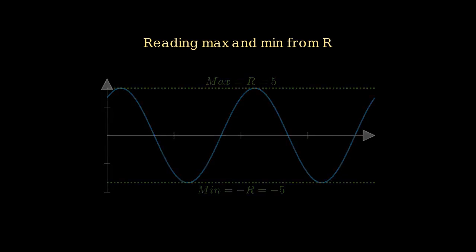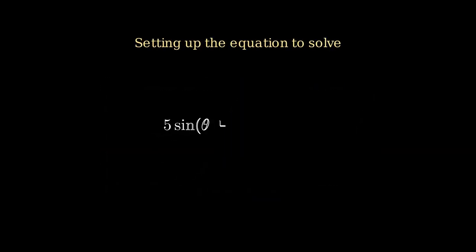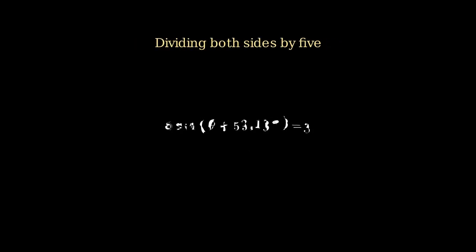Now let's solve an equation using this form. We want 5 sin of, open bracket, theta plus 53.13 degrees, close bracket, equals 3, for theta between 0 degrees and 360 degrees. Divide both sides by 5. Sine of, open bracket, theta plus 53.13 degrees, close bracket, equals 3 divided by 5, which is 0.6.